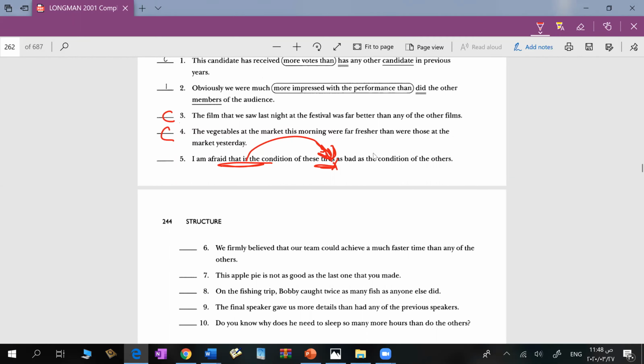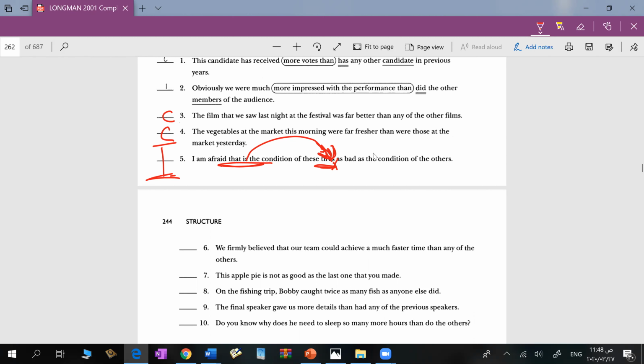We invert after certain words, guys, but we don't invert whenever we like. Okay, after that we need a subject and a verb, not a verb and subject. So the condition of these tires is as bad as blah, blah, blah. So this is incorrect. I was saying the mistake is here.